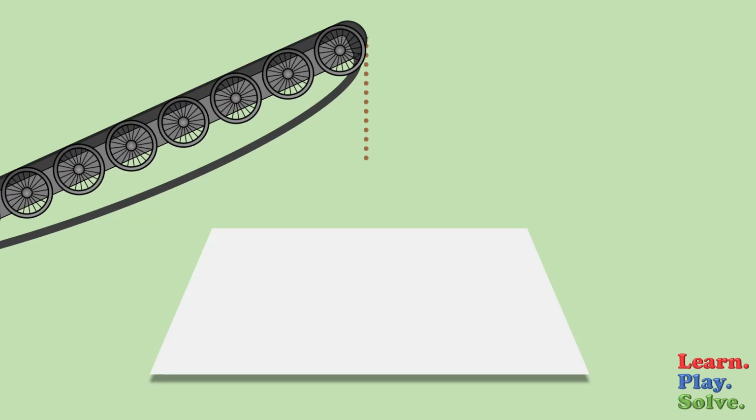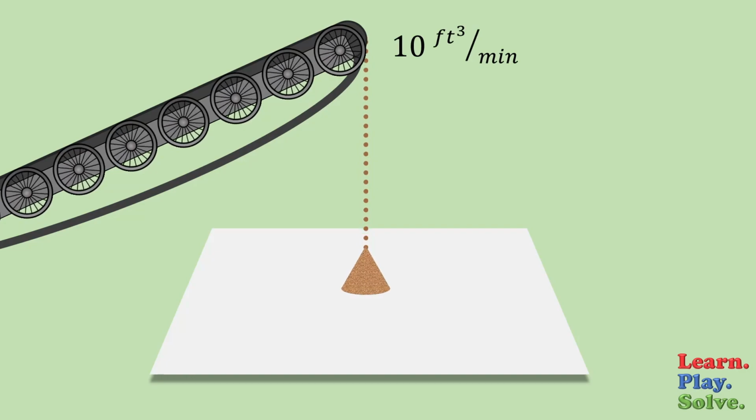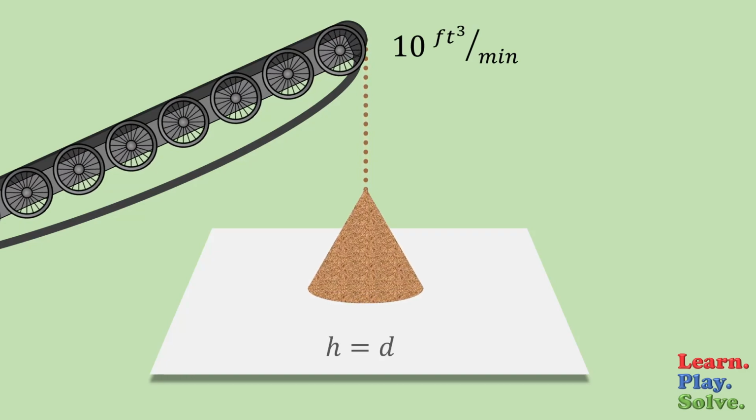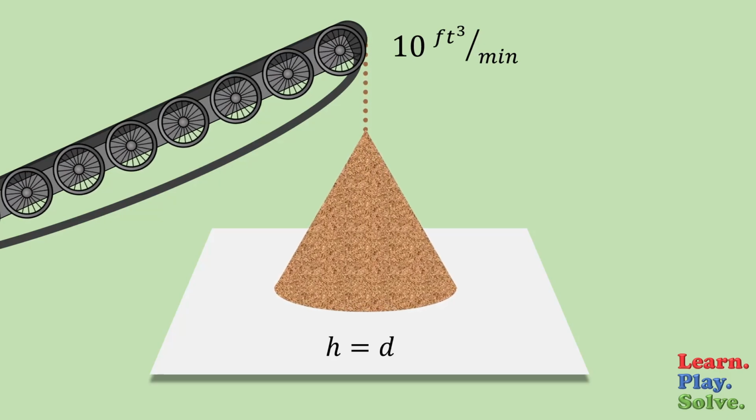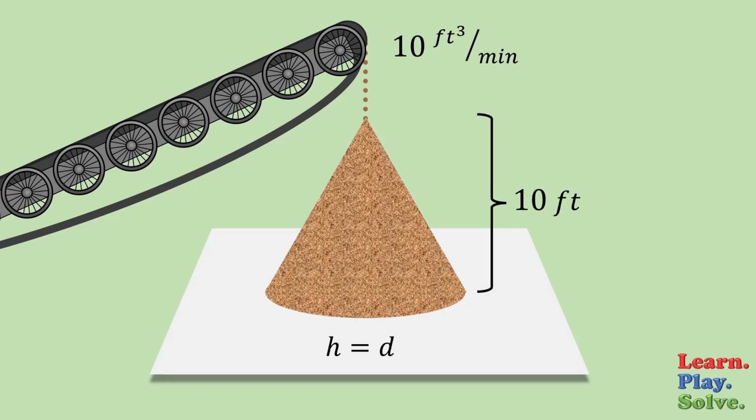Gravel is falling off a conveyor belt at a rate of 10 cubic feet per minute. This gravel forms a pile in the shape of a cone whose height and diameter are always equal. How fast will the height of the pile be increasing when it reaches 10 feet?